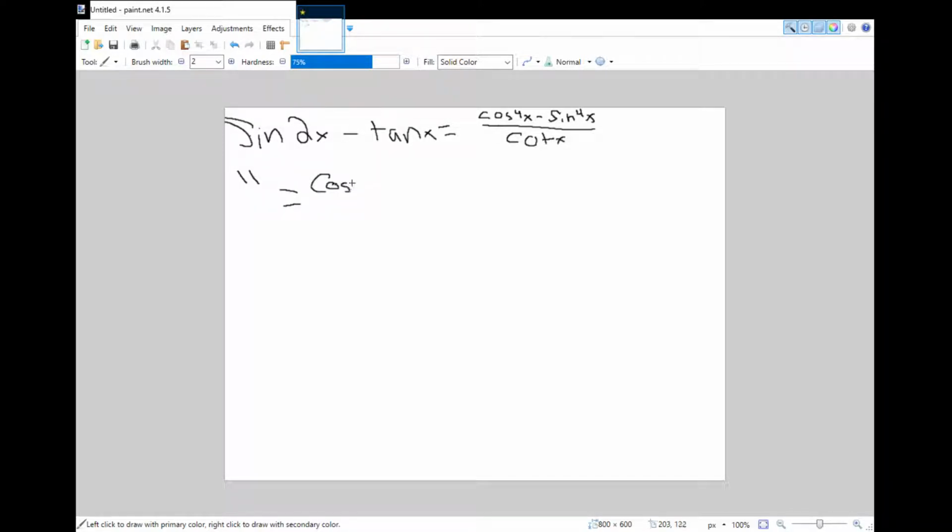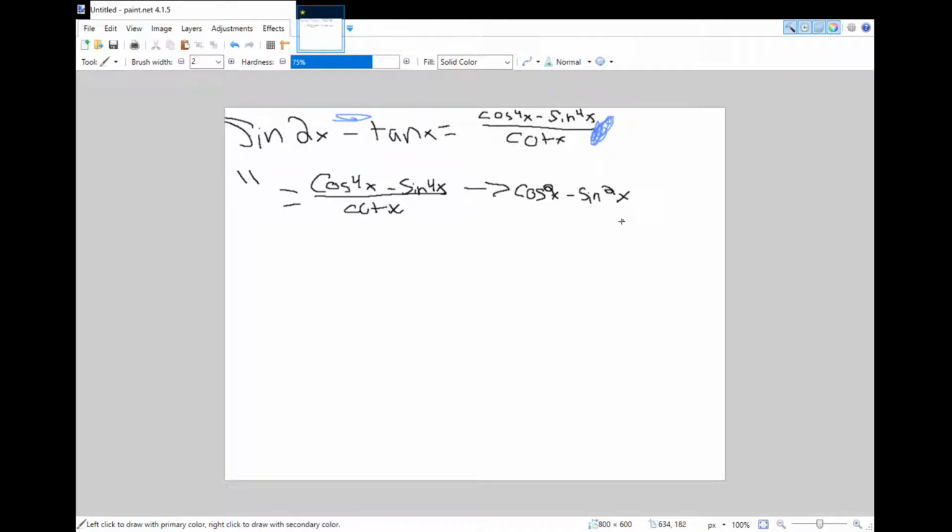Cosine 4x minus sine 4x over cosine, or cotangent. So I'm solving this side because it looks more complicated than this side. So cosine 4x minus sine of 4x is a difference of squares. So this could be equivalent to cosine squared x minus sine squared x.